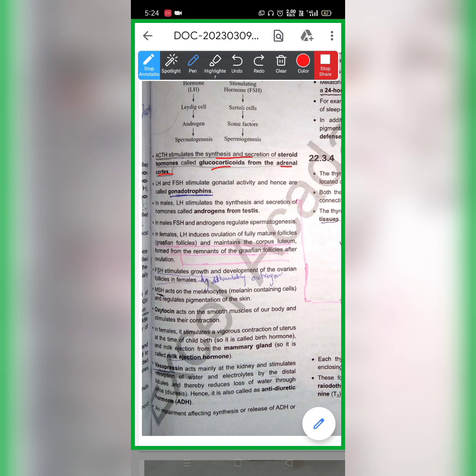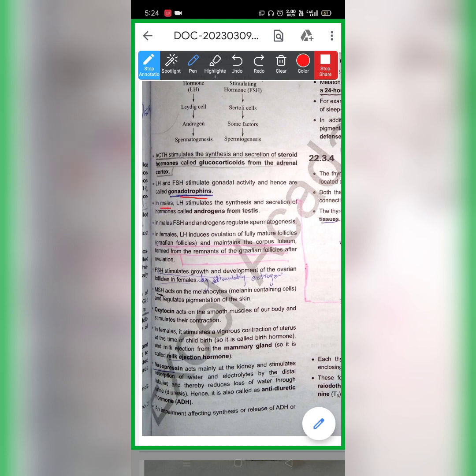Coming to the last two hormones, the luteinizing hormone and the follicle stimulating hormone, which stimulate gonadal activity. So what is a gonad? A gonad is nothing but the sex organ. In case of male, it is the testis. In case of female, it is the ovary. These two hormones together are called gonadotropins, which are very important.